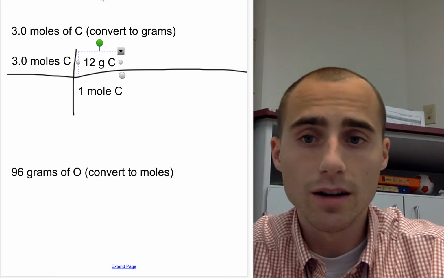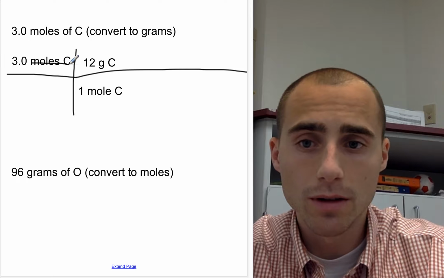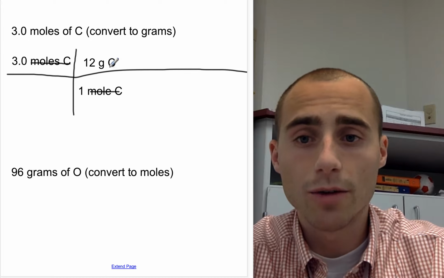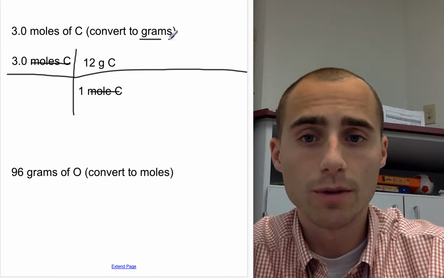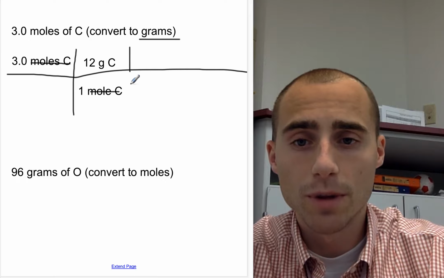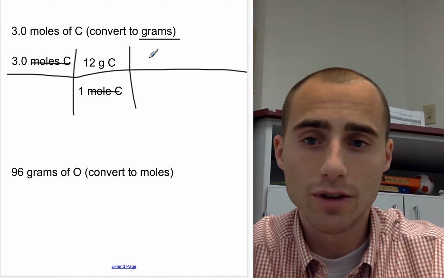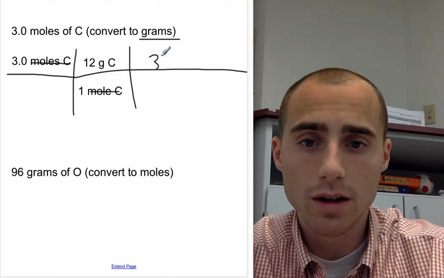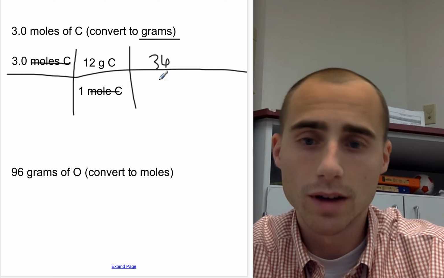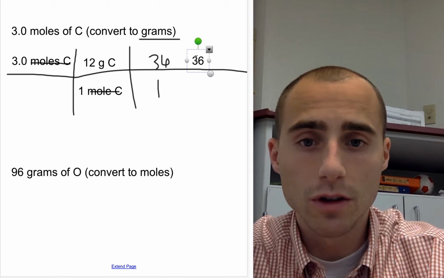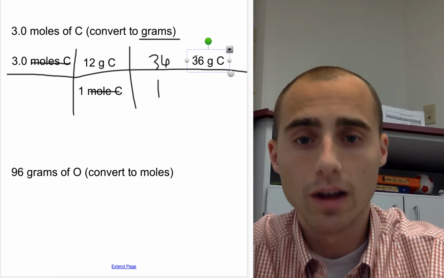So what we've done here is we have canceled out moles of carbon. Remember, we're not canceling out the numbers, just the units. And we have arrived at grams. And that's what we wanted to get to, right? Was grams. So we finish our picket fence here, and then we can just do simple multiplication and division. So 3 times 12 is 36. 1 times 1 is 1. So you end up with, as your final answer, 3 moles of carbon is equivalent to 36 grams of carbon.